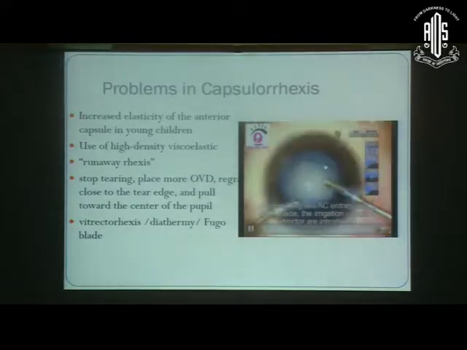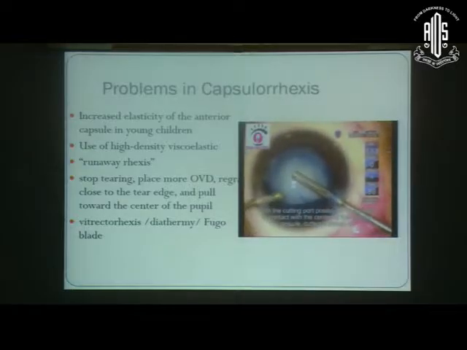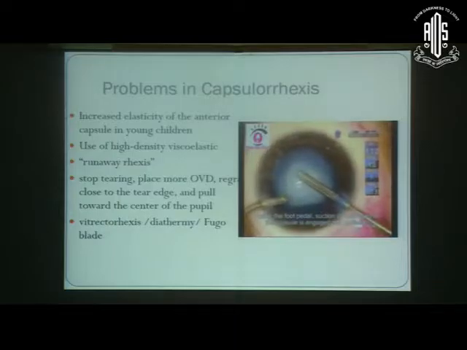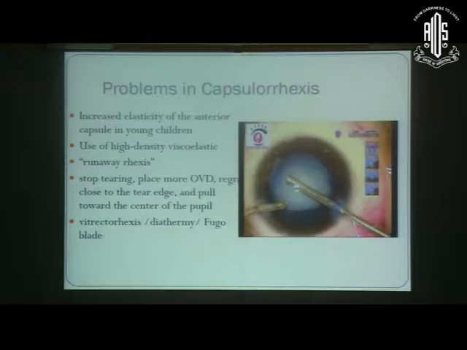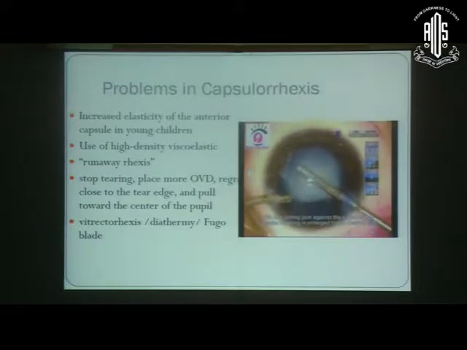Coming to problems during capsulorhexis, we all know that the pediatric anterior capsule is very elastic, and the younger the child, the more elastic the capsule is. So that is why we have now shifted on to vitreorhexis: instead of doing the anterior rhexis with a rhexis forceps, we have now started doing it directly with a vitreous cutter.